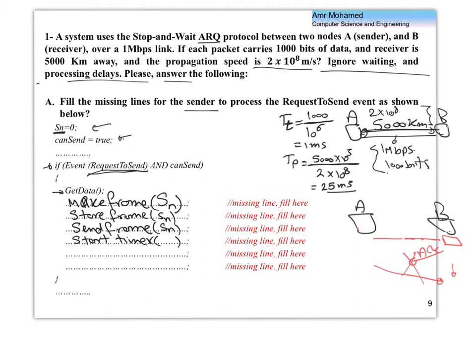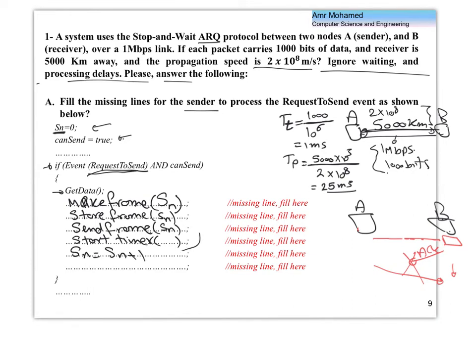As we said, the only exception where we need to start a timer per frame is the case of selective repeat. But for stop and wait and go back N, whenever I have a window technique and ordered delivery of frames, we use one timer only for the entire window. So I don't have to put SN for the timer. What else? I need, of course, to increment SN. So SN becomes SN plus 1.